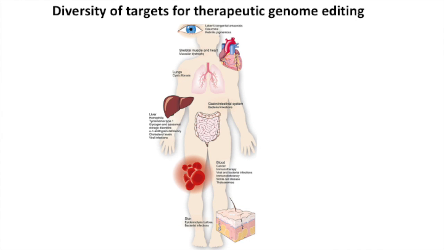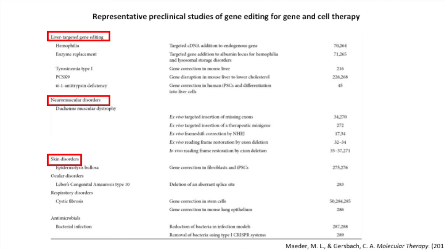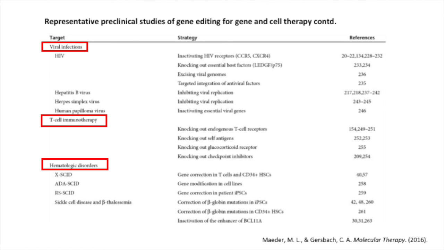Now that we've talked about homology-directed repair and methods to introduce double-stranded breaks, I would now like to talk about the application of this technology to edit genomes. Targets for genome editing are broad, ranging from the eyes to the liver, with our lab focusing specifically on monogenic disorders of the bone marrow. A recent review from Molecular Therapy outlines all the active areas of preclinical research covering gene editing. Areas include liver-targeted gene editing, neuromuscular disorders, skin disorders, viral infections, T-cell immunotherapy, and hematologic disorders such as SCID and sickle cell disease, which are areas our lab actively focuses on.